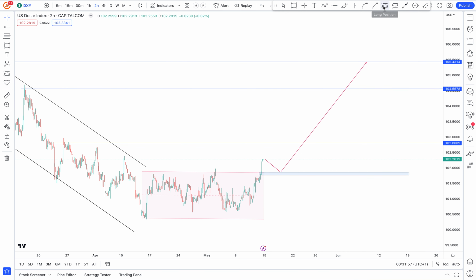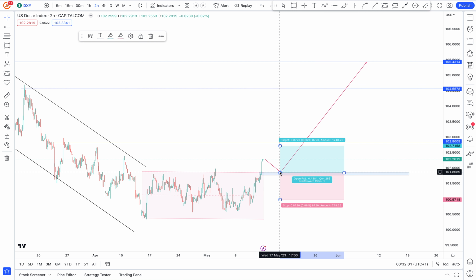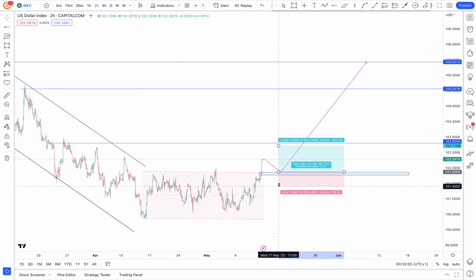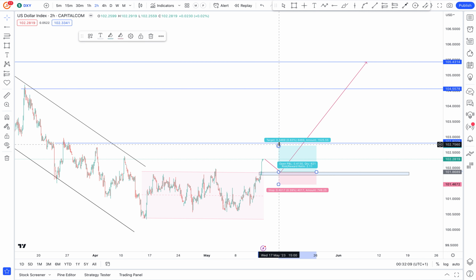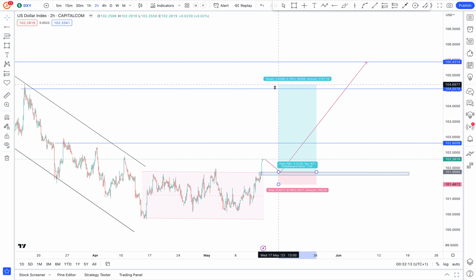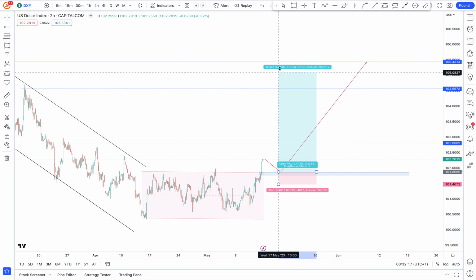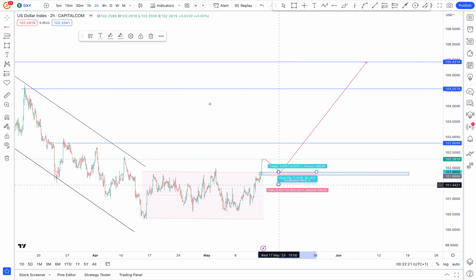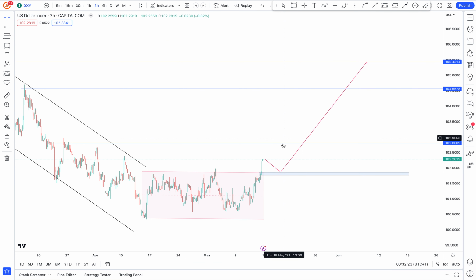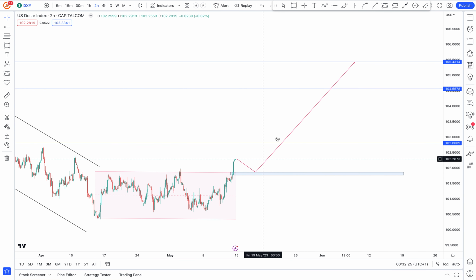So I should be looking at my entry around this zone here, alright? My stop loss somewhere around here, and then this should be my fourth profit target. This should be my second profit target, and this here should be my third profit target. So guys, whatever works for you in terms of your risk and your risk to reward ratio.